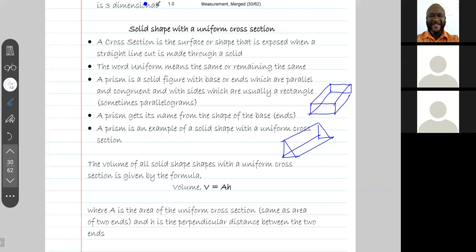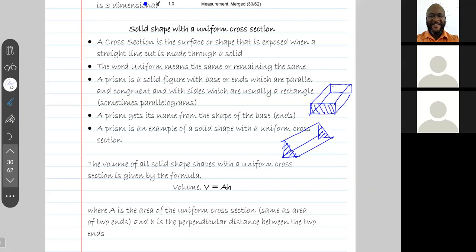Guys, a prism gets its name from the shape of its ends. So for example, the ends of this prism are triangles. So we say that this is a triangular prism. The end of this prism is a rectangle.